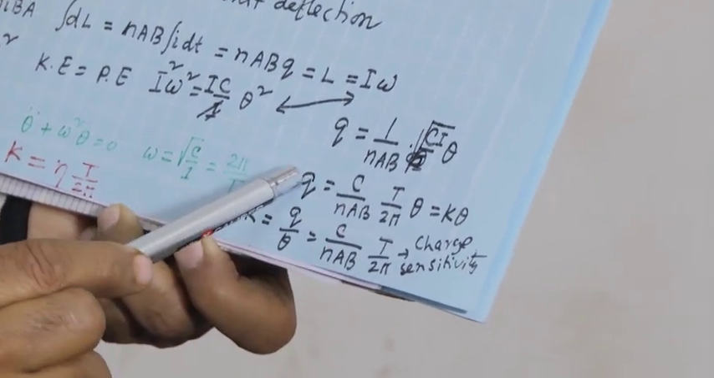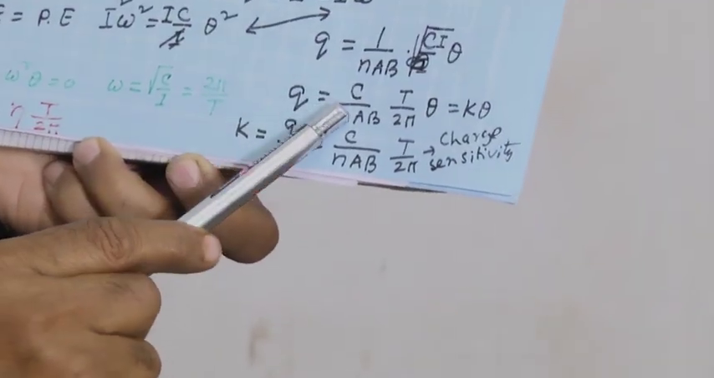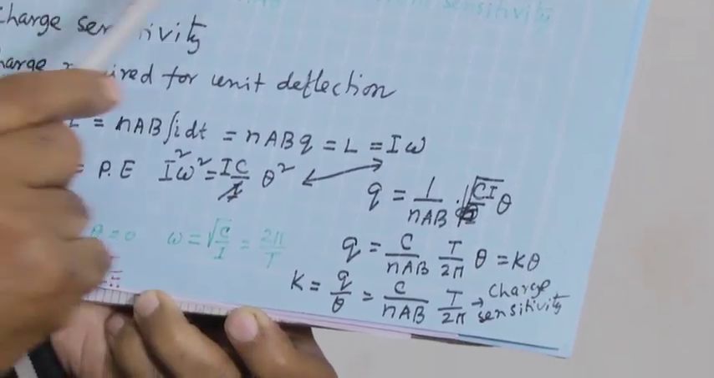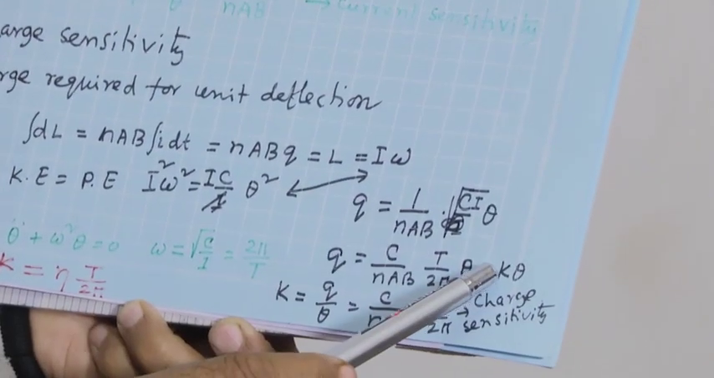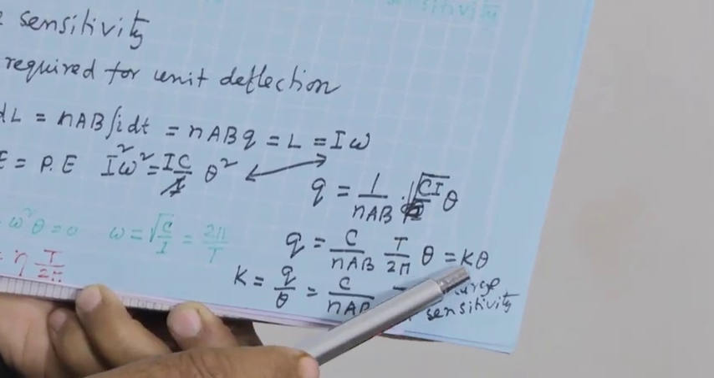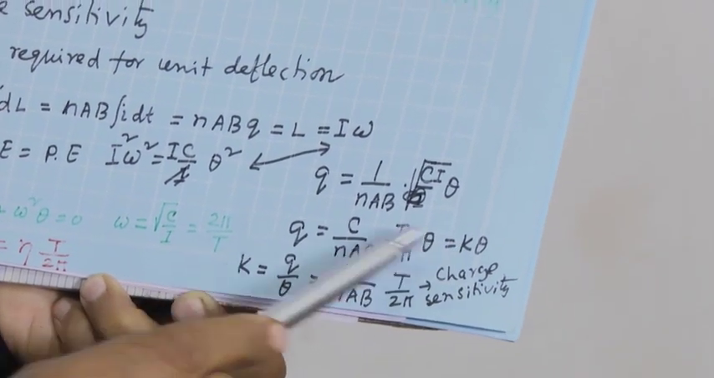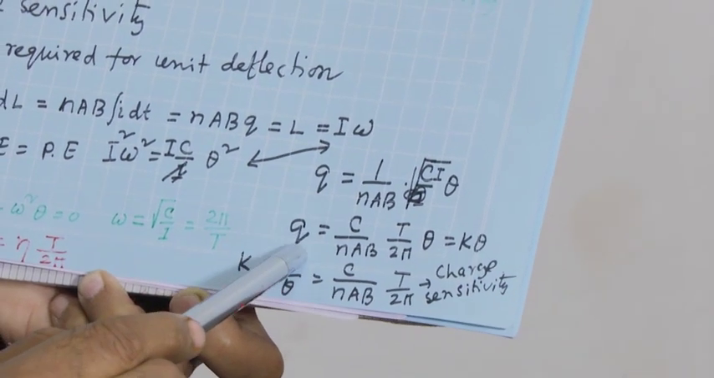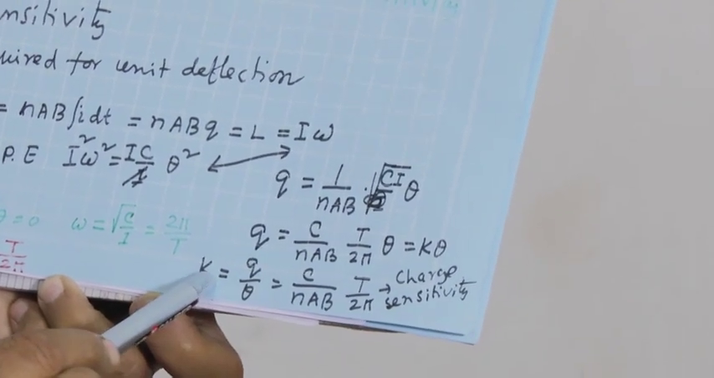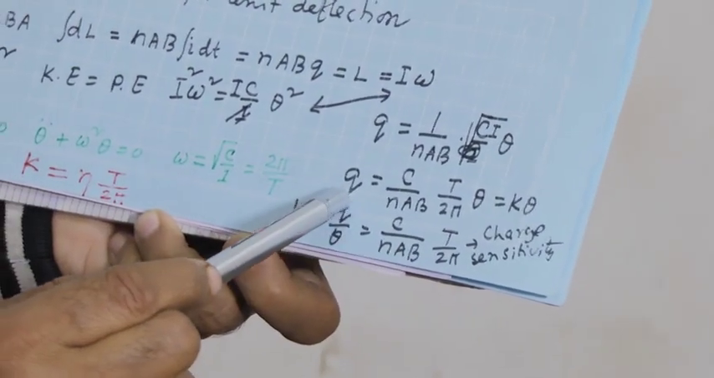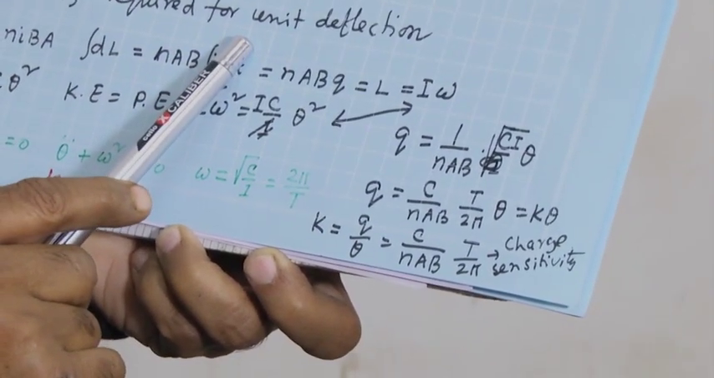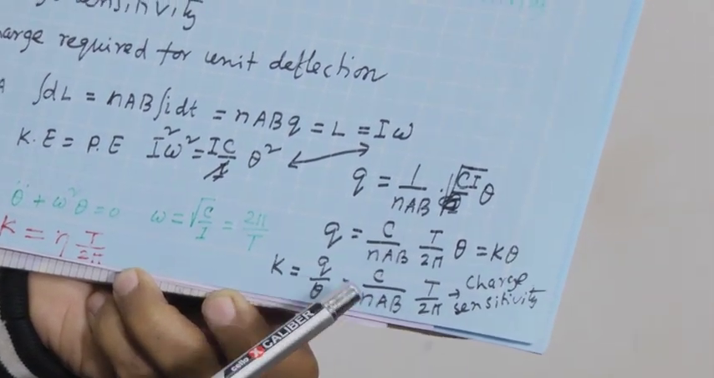So q equal to, we are getting this term, right? Now q equal to k theta. Earlier I was writing I equal to eta theta, so similarly q equal to k theta. So q is proportional to theta. This k is the proportionality constant, and k will be equal to q by theta, equal to this c by n a b T by 2 pi. This is what is called the charge sensitivity. Q by theta means dq by d theta, that's what we have defined as charge sensitivity. So this k is charge sensitivity and its relation is this.